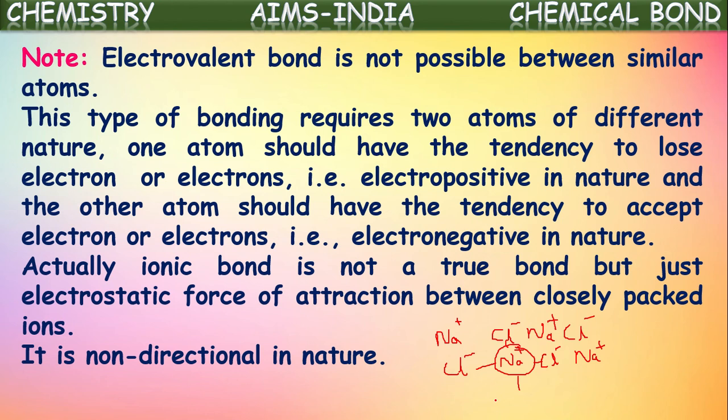That's why we say electrovalent bonds or ionic bonds are non-directional in nature. There is no fixed direction; there may be attraction from all directions from the oppositely charged ions. In the same way, this chlorine ion will have attraction from all directions: from front, left, right, top, and bottom, from all directions. So we say these ionic bonds are non-directional.